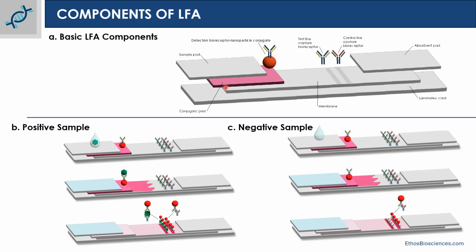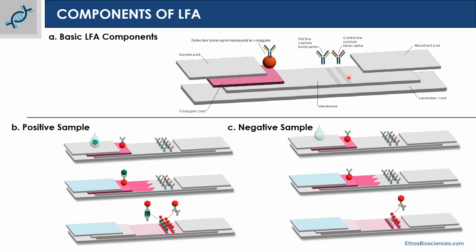The sample pad overlaps with a conjugate pad, and upon this conjugate pad is a dried conjugate, such as a nanoparticle with a bioreceptor on its surface. As the sample flows across the conjugate pad, it releases from the pad and flows with the sample onto the nitrocellulose membrane. As these components flow, the nanoparticle bioreceptor conjugate has an opportunity to bind to any target analyte in the sample.